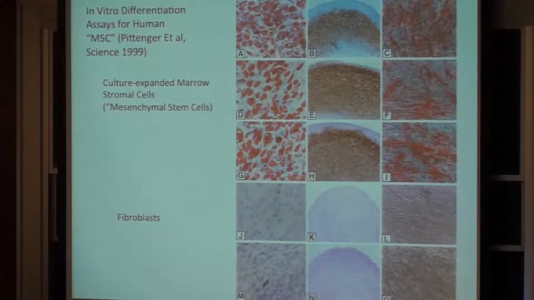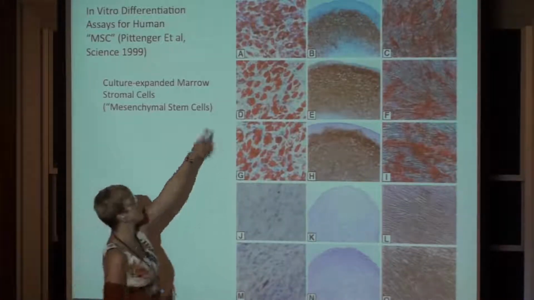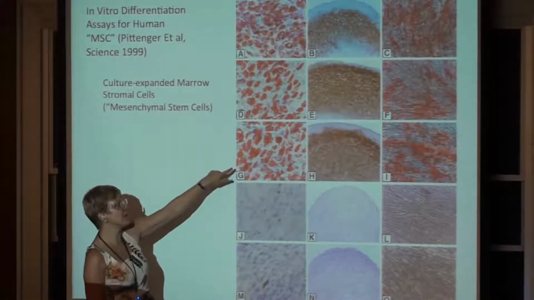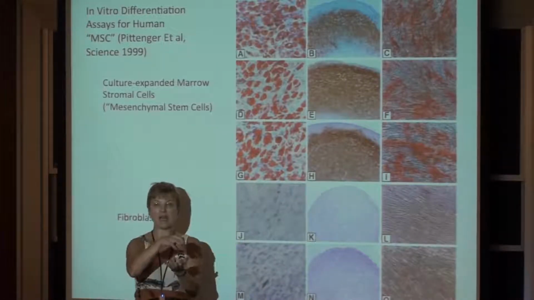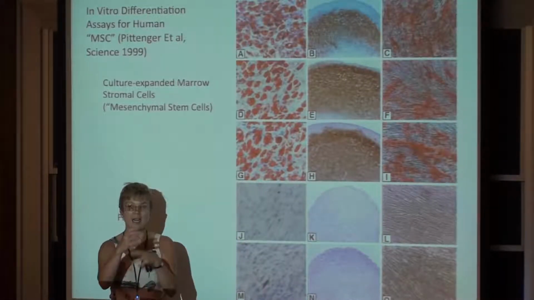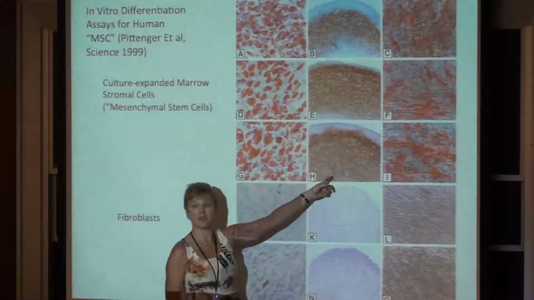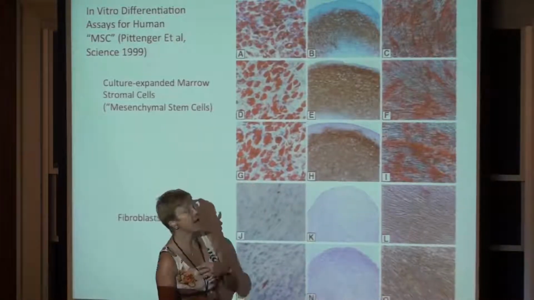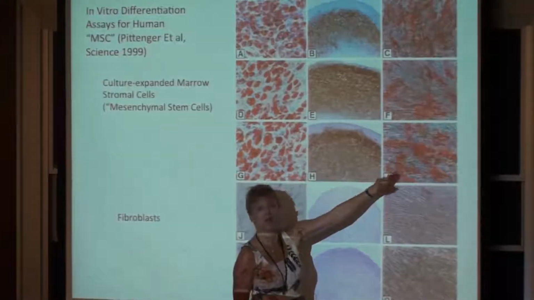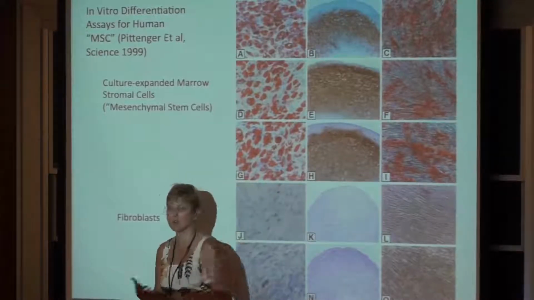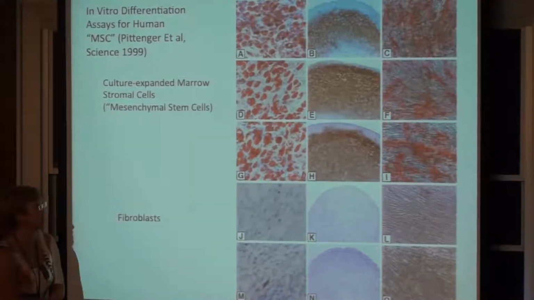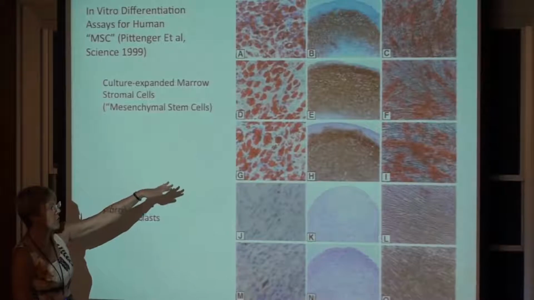So you can add certain things to the medium and the cells will become adipogenic. These are just different donors. You can see an Oil Red O stain. If you take the cells and pellet them down in 3D culture and add certain things, they become chondrogenic. They make cartilage. And if you add different things, they become osteogenic, make alkaline phosphatase and deposit a mineralized matrix. So you could drive the cells that way.